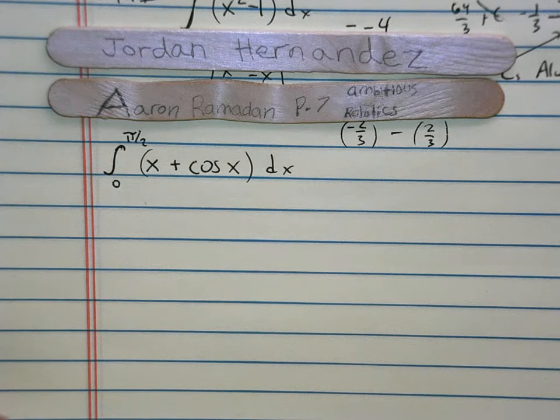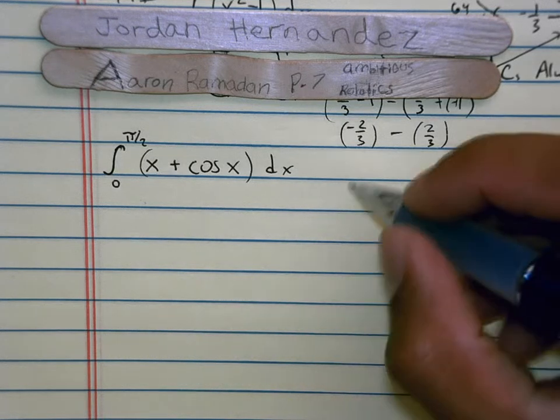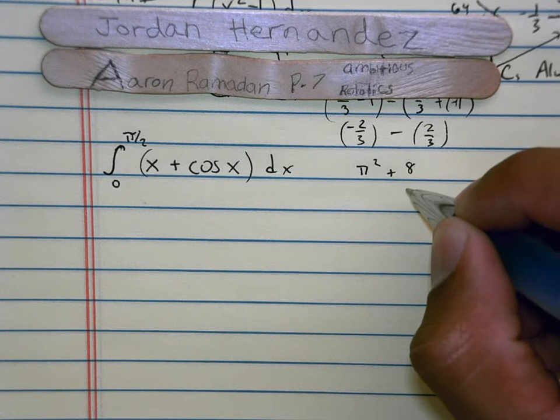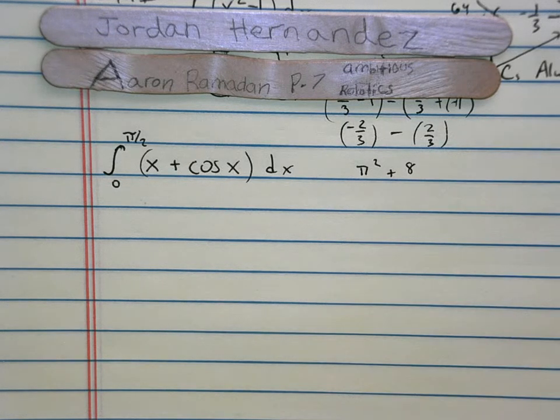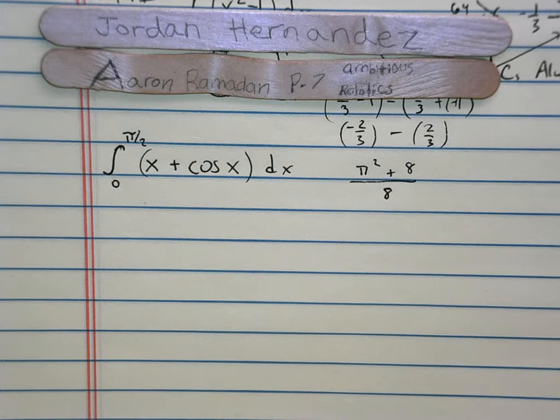Going to Aaron Ramadan. What did you get for your definite integral answer? Pi squared plus 8 over 8? No, everything's over 8. Pi squared plus 8 all over 8? Yes. How many of you have that as your answer? Raise your hand, please.